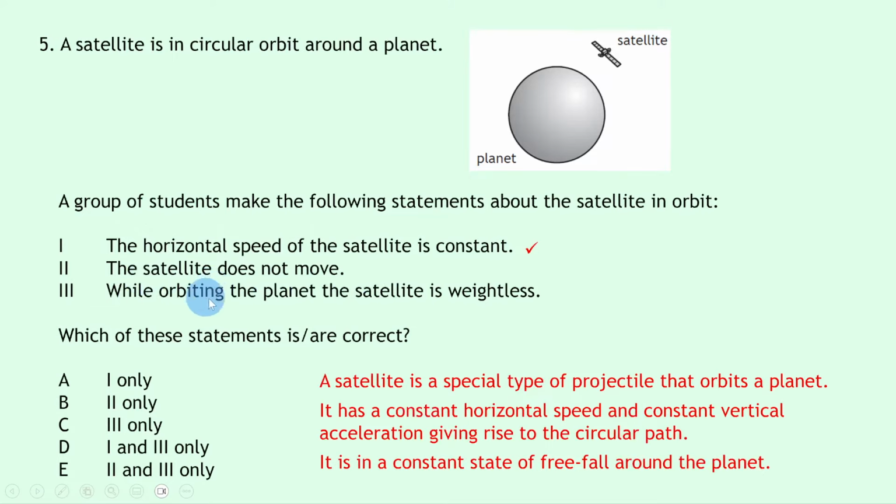For statement 2 saying the satellite does not move, well, we've just said that a satellite is in orbit around the planet and it's in a constant state of free fall, so it must be moving. So that means that second statement is false. And lastly, statement 3, while orbiting the planet, the satellite is weightless. Well, that's not entirely true.